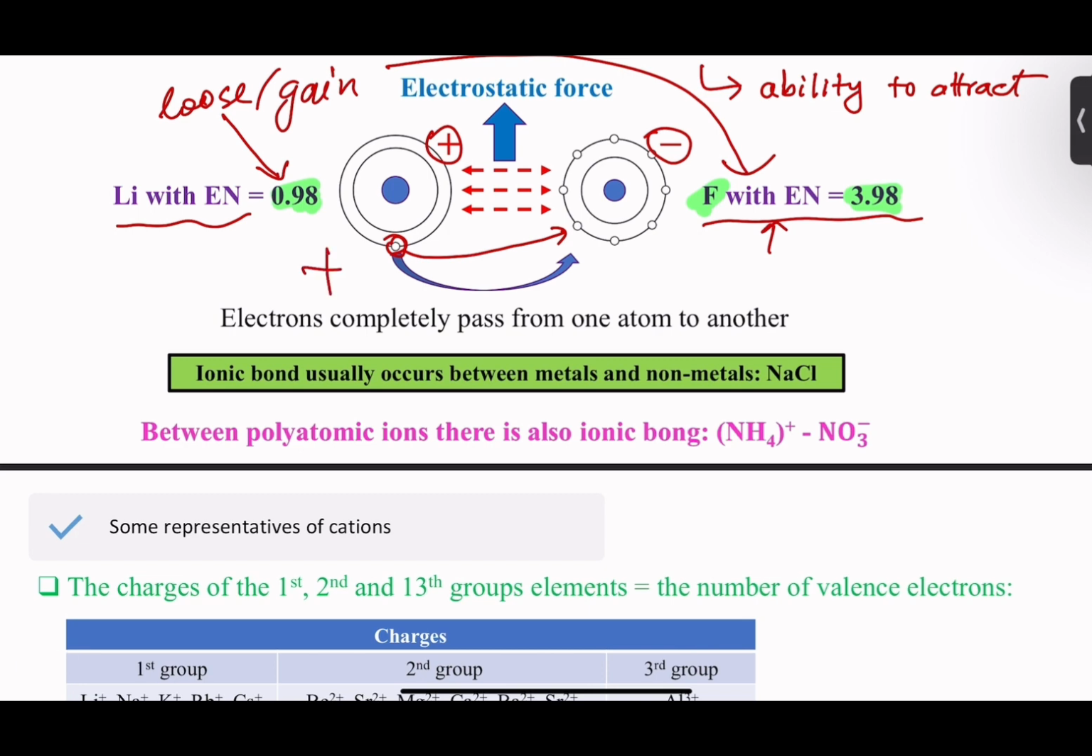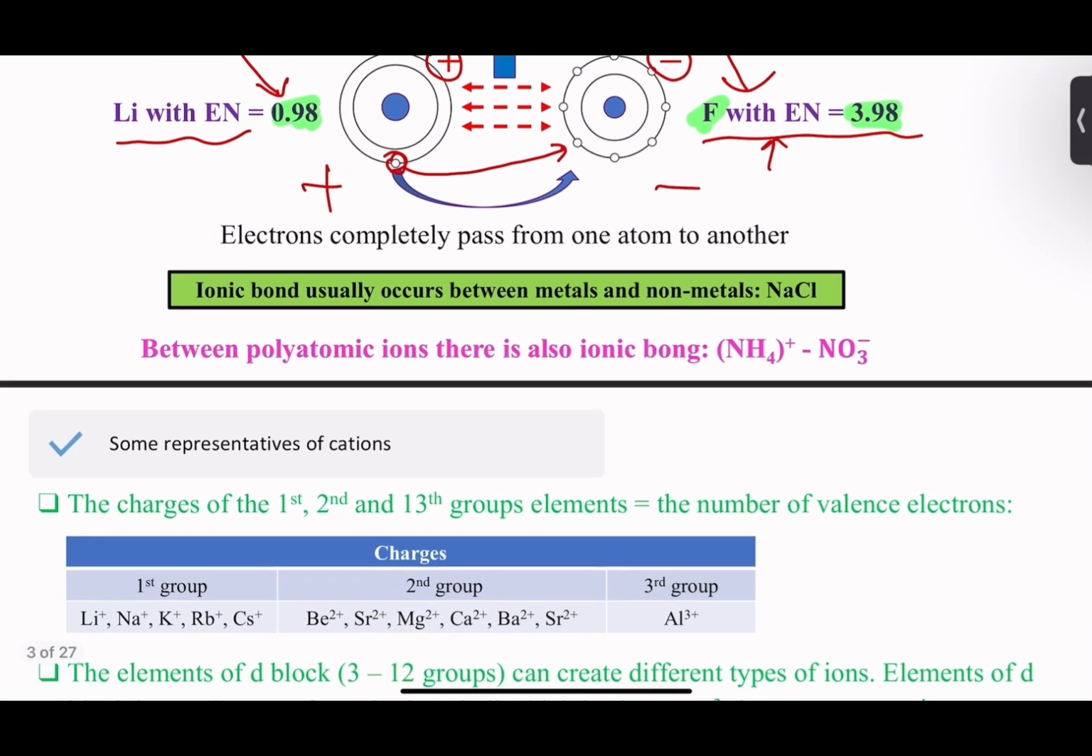So they make positive and negative ions, and they attract each other, and this happens commonly between metals and nonmetals, as sodium is a metal and chlorine is a nonmetal. But it can also happen between polyatomic ions, which we have covered with you guys. This is ammonium, and we have nitrate. Because ammonium is positive and nitrate is negative, they make ionic bonding. For ionic bonding, you need to get positive and negative. Positive means losing, and negative means gaining.